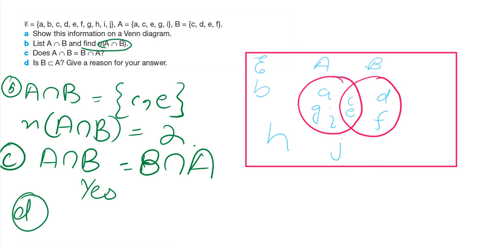All right, is B a subset of A? No, B is not a subset of A, because B doesn't contain all of the elements that are present in A. A subset is one that contains all the elements. Like if it is in this form, we can say that B is a subset of A. But as you can see, we have some of the elements that are present in A too, but not all of them. So we simply write no.